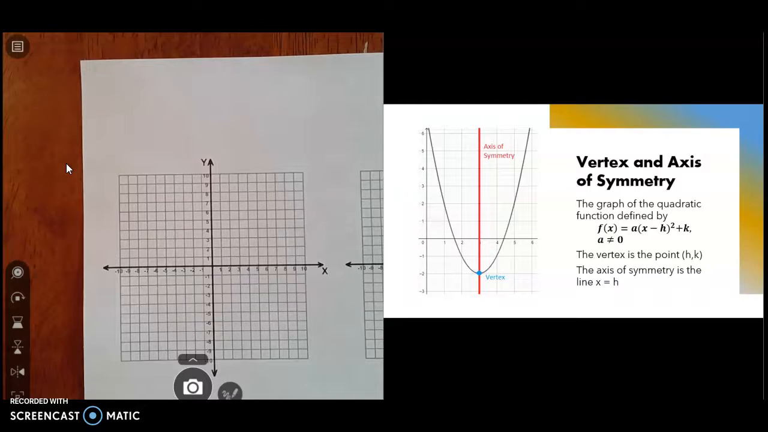Some of your parabolas are going to open down. They're going to be kind of upside down U's, and the vertex will be the very top point. It's either the bottom of a valley or the top of a hill. And you can see that in the picture in blue is the vertex point.